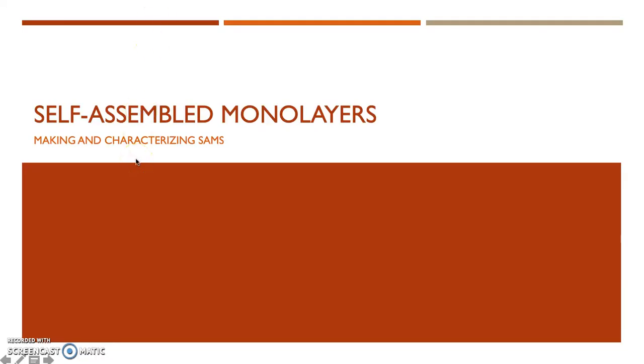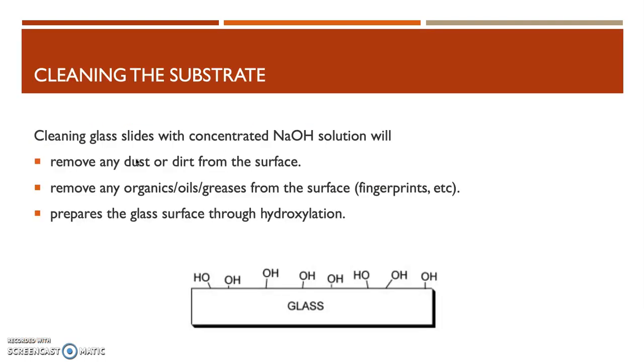So this semester, we're basing our research ideas on self-assembled monolayers. So this week and this module 2, we're making and characterizing self-assembled monolayers. The first thing that we need to do before we make the self-assembled monolayers is to clean the glass slides. We're going to be using glass as our substrate, our model substrate.